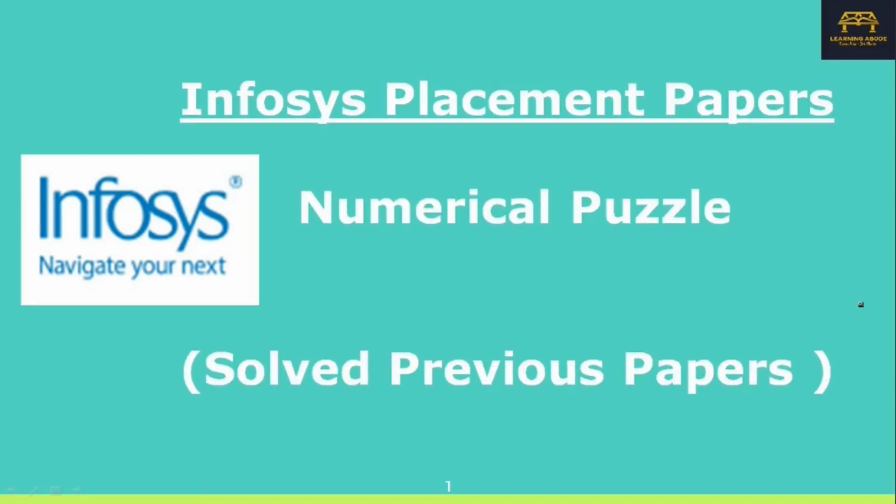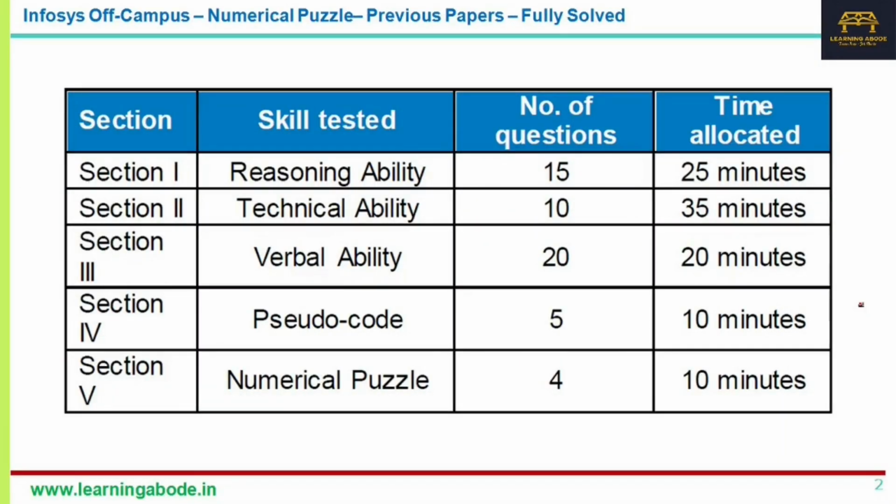In this video, I'm going to solve the numerical puzzle questions from previous Infosys placement papers. So Infosys, as you know, this is the pattern as far as the system engineering hiring is concerned, and as far as the operations executive is concerned. Except for the pseudocode, of course, the number of questions are similar, but the time limits are different. In that, pseudocode will not be there. Otherwise, it is kind of similar only.